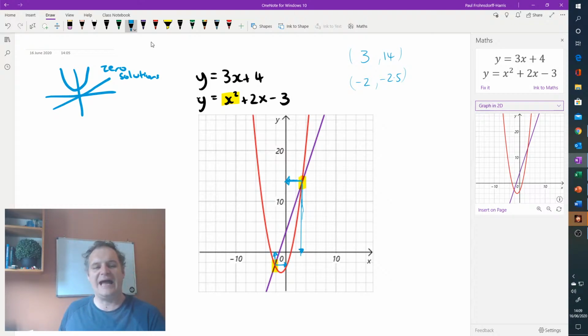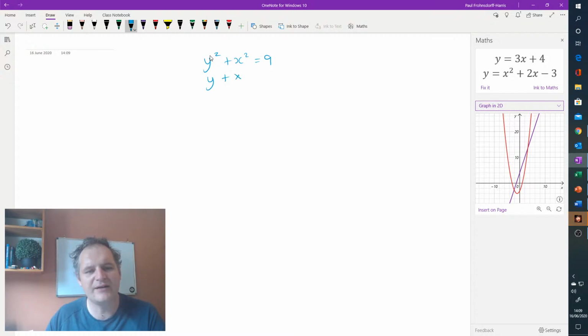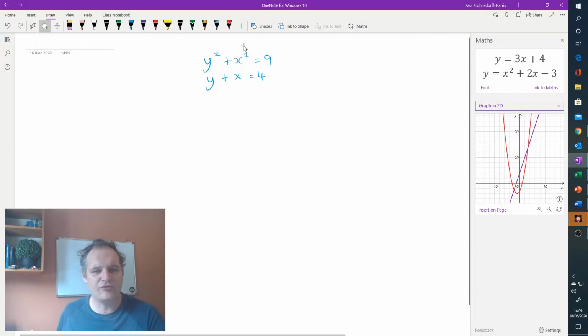Now, it can even link to the work we did last week. Last week we talked about what if it was y squared plus x squared equals 9 and y plus x equals 4. Now I might have to do the x again. We've already seen this already today.